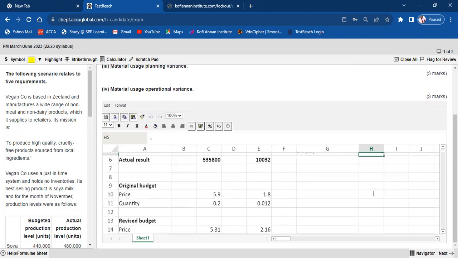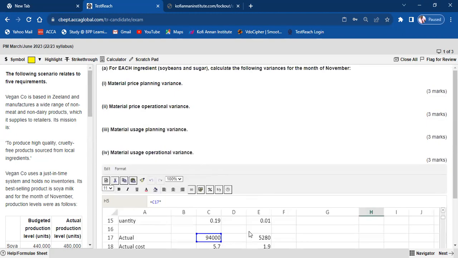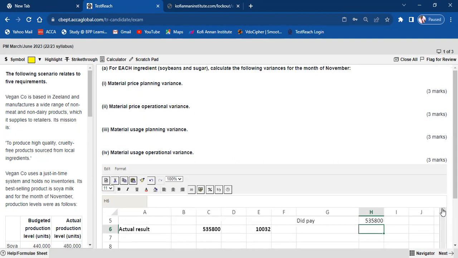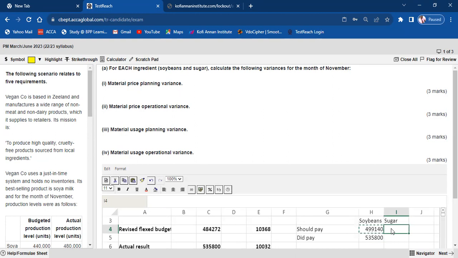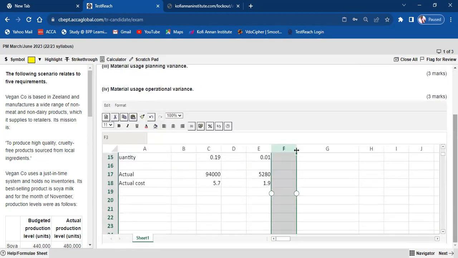So this equals the 94,000, we should have paid 5.7 for each. Sorry, we did pay 5.7 for each. Can I copy this formula? Control C, Control V. No, that will not work. I know why it will not work. So I do the same thing for sugar.